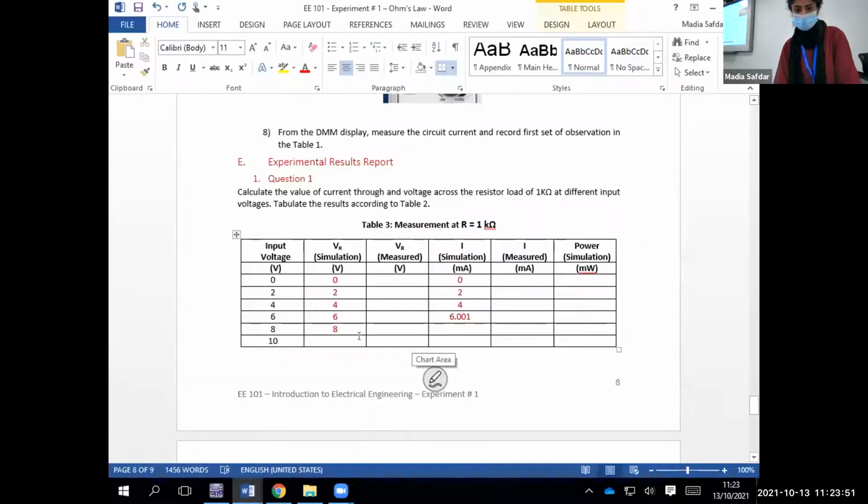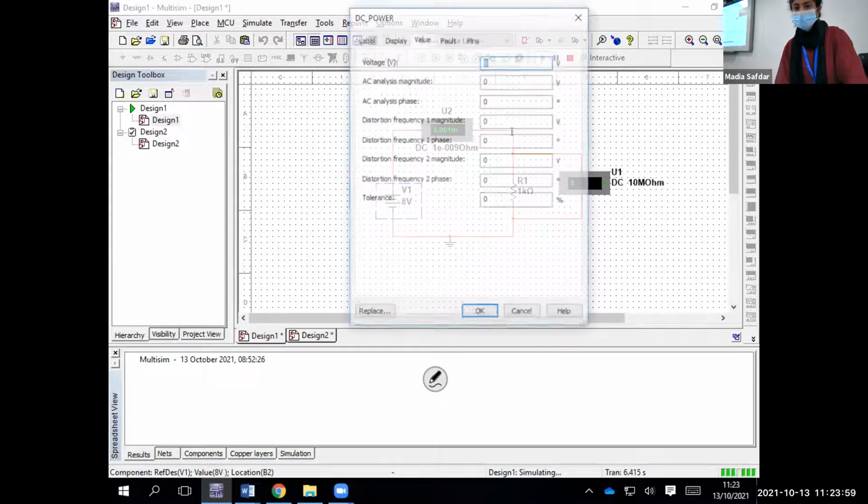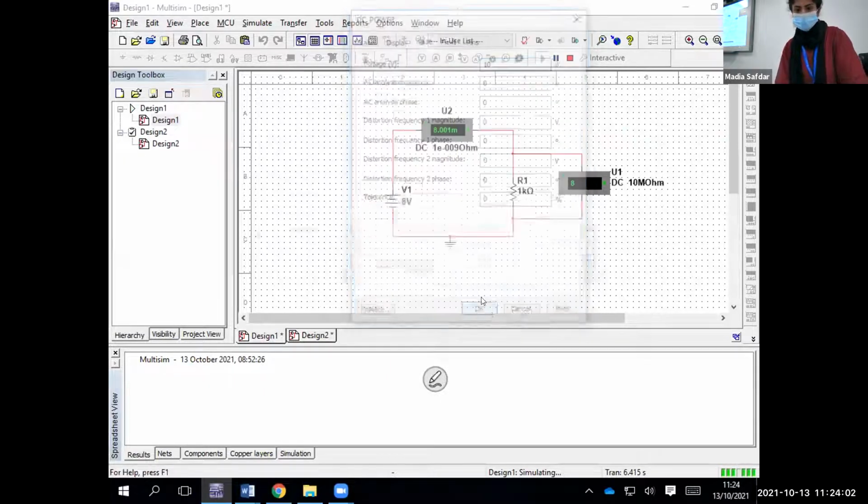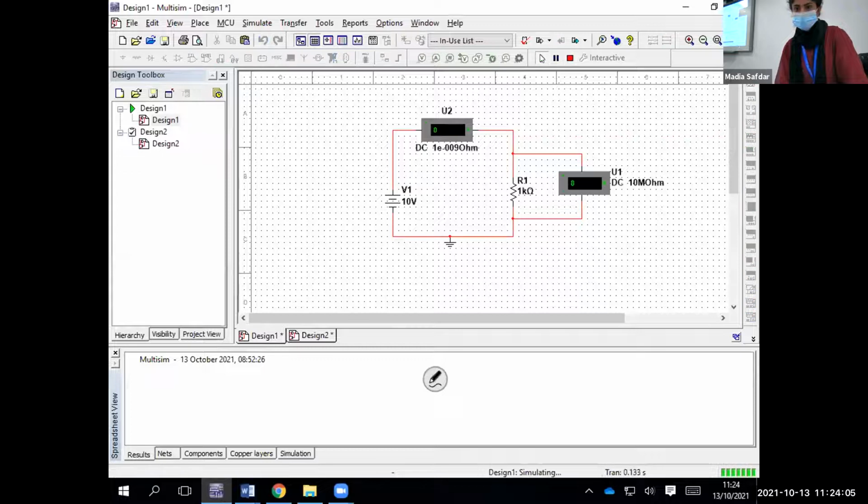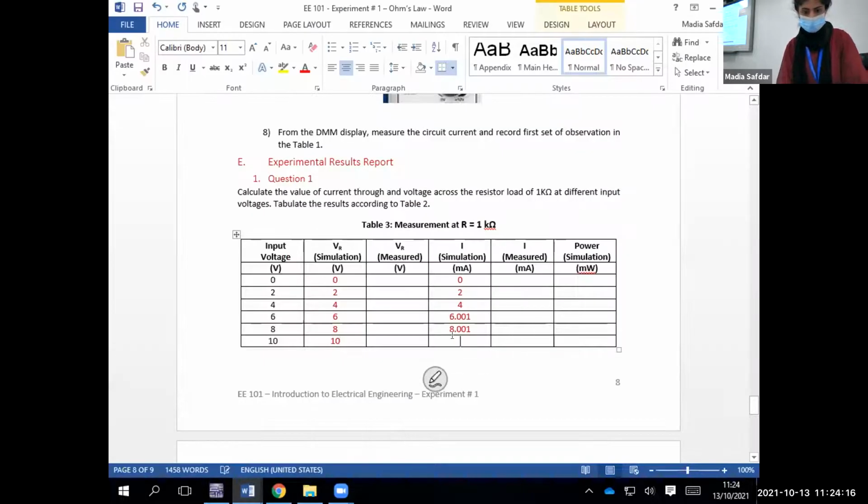Come back to the sheet: 8.001. Then 10. Go back here, put 10. This is 0.01 ampere, which is equal to how much in milliampere? Shift the decimal: 1, 2, and 3. This will be 10 milliampere.